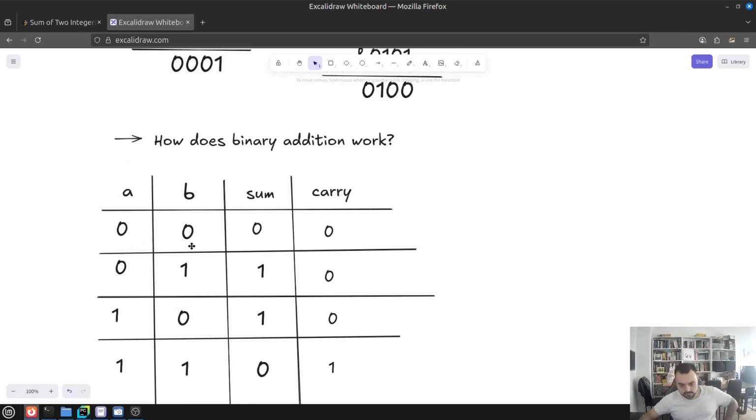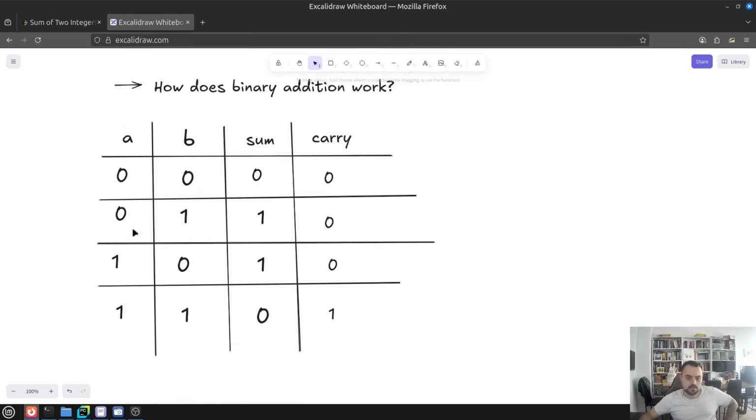0 and 0 is 0. 0 and 1 is 0. Only 1 and 1 is 1.